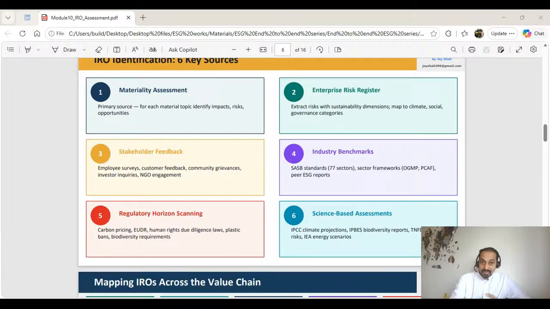Source 6 is science-based assessment, which is very important, and I like it very much. The IPCC's climate reports, biodiversity assessments, IEA energy outlooks. This gives you the physical and scientific basis for understanding what the world is going to look like over the next 10, 20, and 30 years. So they are practically important for identifying long-horizon physical risk and understanding which transition pathways are most likely. Overall, it is very important to understand how these sources work.